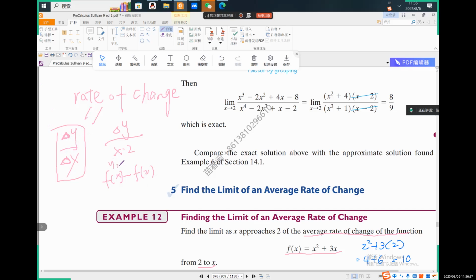This is basically my y1 and this is my y2. Delta x is x minus 2. Here delta y means y2 minus y1, which is f(x) minus f(2). That's why they said from 2 to x. So f(2) is 10, and I guess it would just be f(x) minus 10.